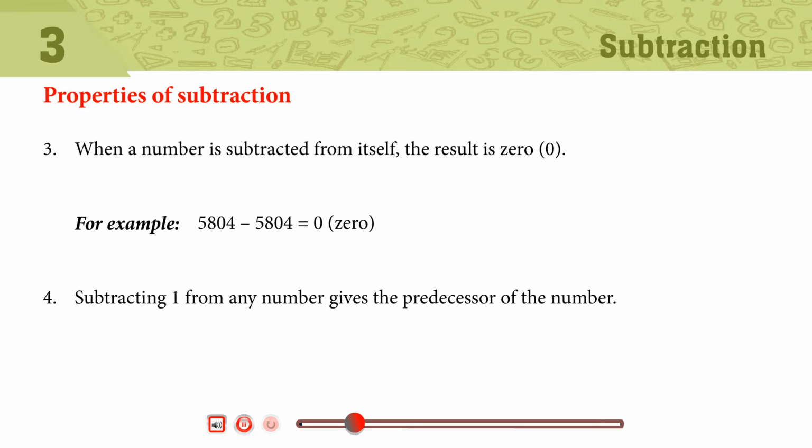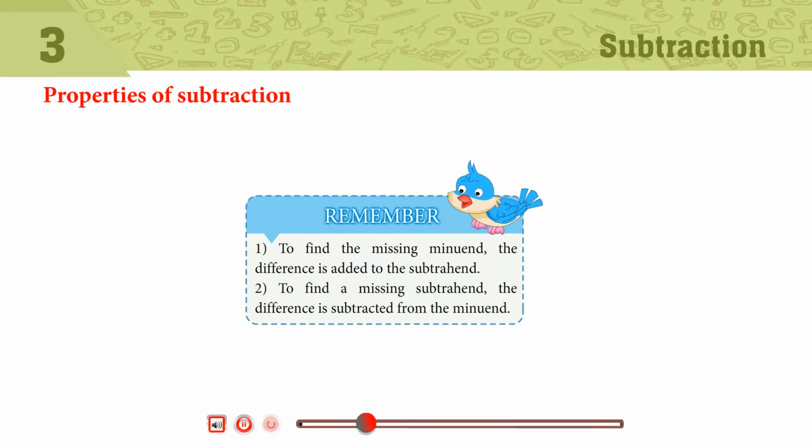Subtracting 1 from any given number gives the predecessor of the number. For example, 8960 minus 1 is equal to 8959. Remember, to find the missing minuend, the difference is added to the subtrahend. To find the missing subtrahend, the difference is subtracted from the minuend.